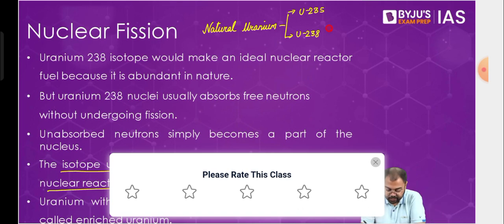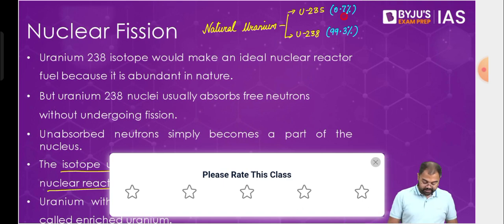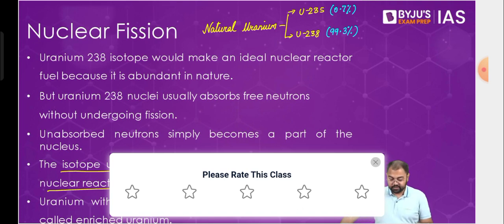Now the problem here is that 99.3% is uranium-238 and only 0.7% is uranium-235. So out of 100 grams of natural uranium, only 0.7 gram is uranium-235, and 99.3% is uranium-238. The problem is that we can't use uranium-238 for fission. The only way we can do nuclear fission is through uranium-235.